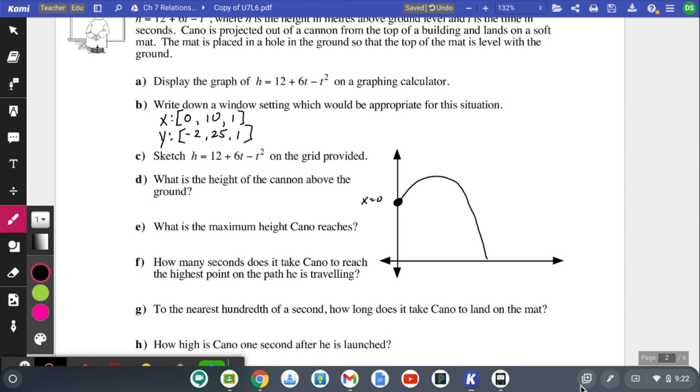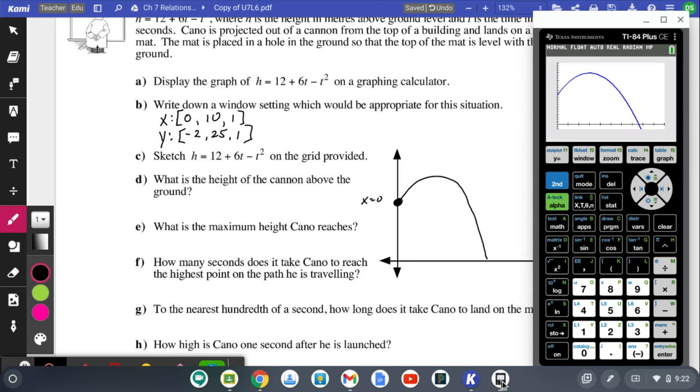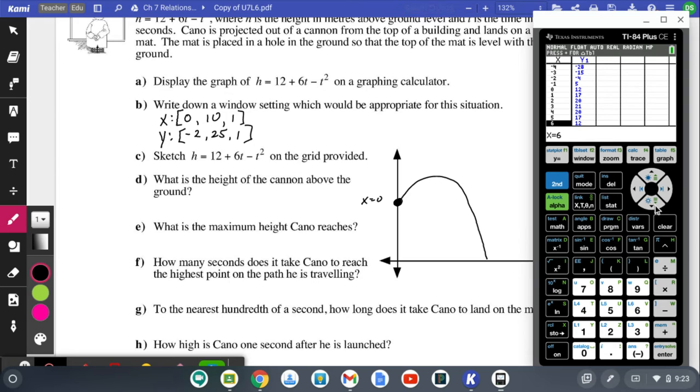Hey, there's another way. Could anybody think of a different way to do that than trace 0? Second function, table. Get your table. When x is 0, y is 12, right there. See it? You can use your table. Don't forget you have one. So the answer is 12. 12 what? Meters. So either trace 0 or your table sometimes works, depending on what you're looking for.